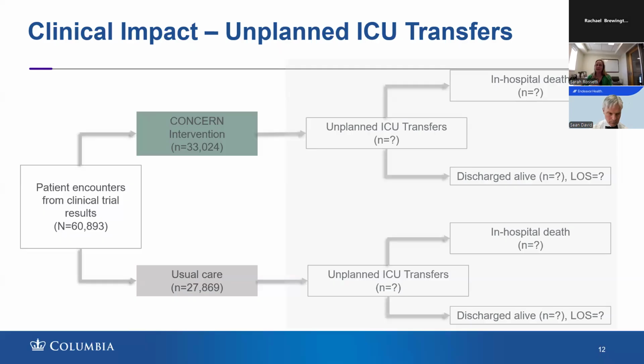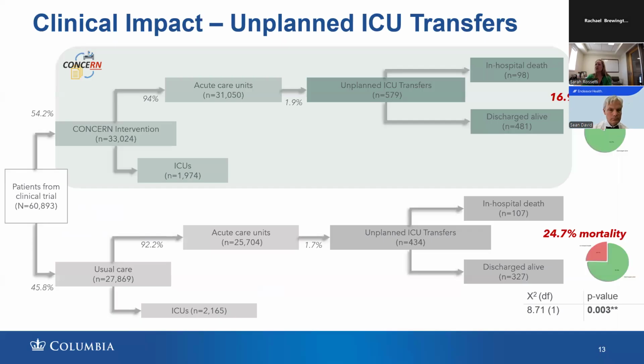Okay, so we wanted to dig into this data. What you see here are all the patients in the trial. So we said, okay, let's look at the data set that we have. What do we have for all of these patients? First we just looked at what the rates were for mortality for our unplanned transfers. In our concern intervention group, it was 16.9% for mortality and 24.7% for mortality in usual care. So higher mortality in the usual care group for unplanned transfers.